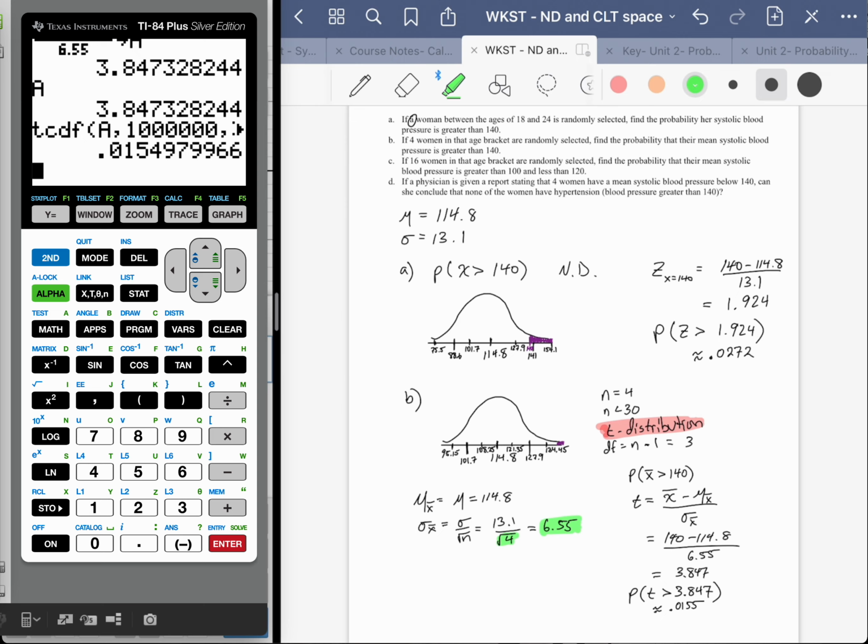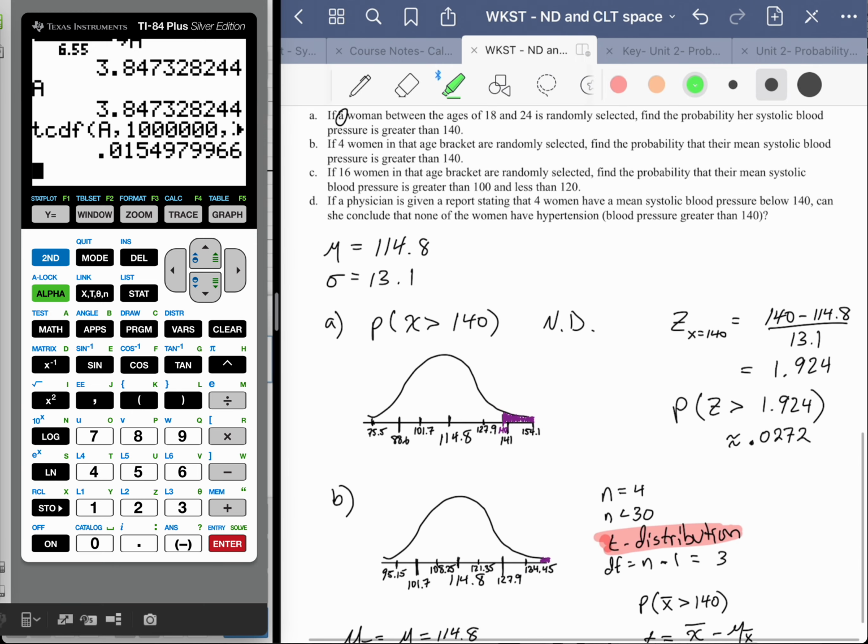So for C and D, it says 16 women in that age bracket are randomly selected. Find the probability that their mean systolic blood pressure is greater than 100 and less than 120.